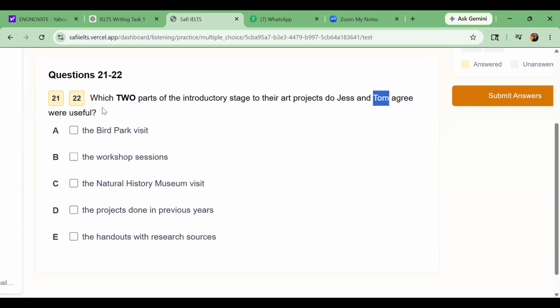Okay, so the bird park, the workshop session, the natural history museum, and the projects done in previous years, and then the handouts with research sources. So with which of the options, there are 5 options, both of them agreed.